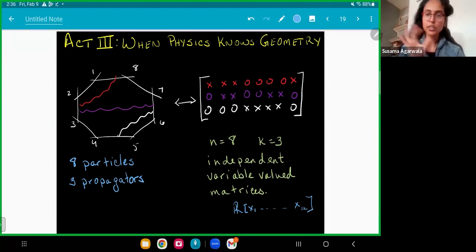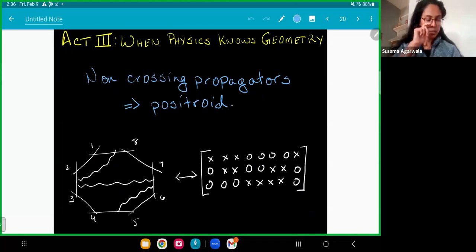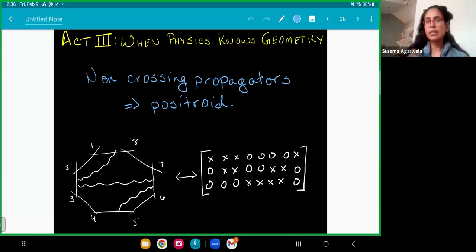Okay, so I have a particle interaction. I have a matroid, or I have a matrix. I want to point out this isn't just some arbitrary matrix that I'm making up. This is a matrix that appears fundamentally in the Feynman integral that's associated to this diagram. So this matrix is almost also given to me from above. It is given to me from physics. I'm trying to make sense of it. Okay, so now why do I say that the physics knows the geometry?